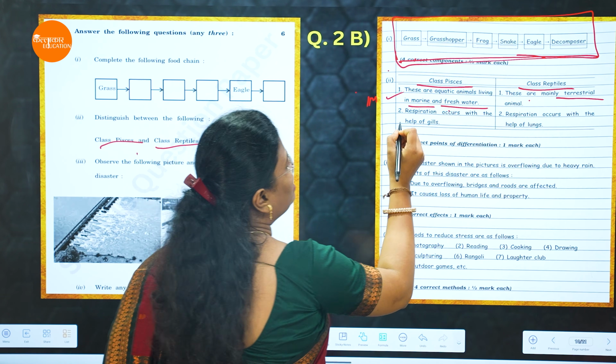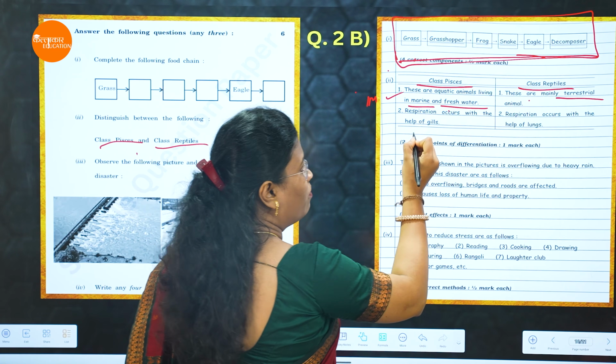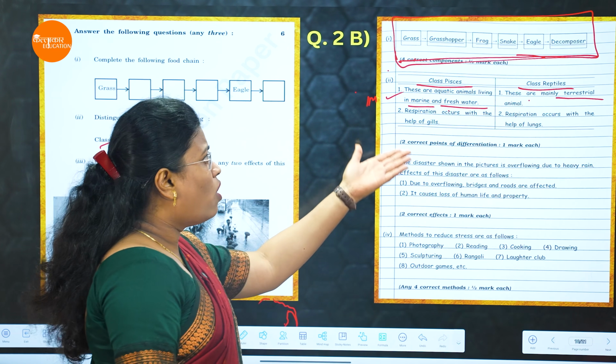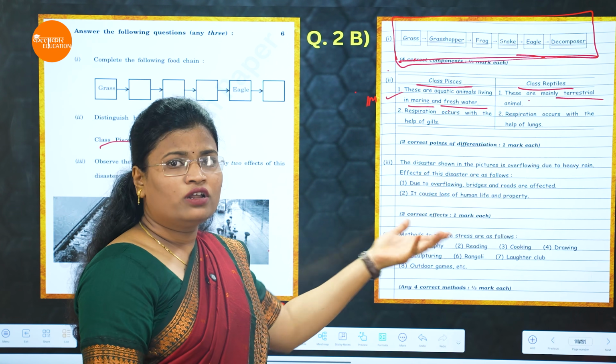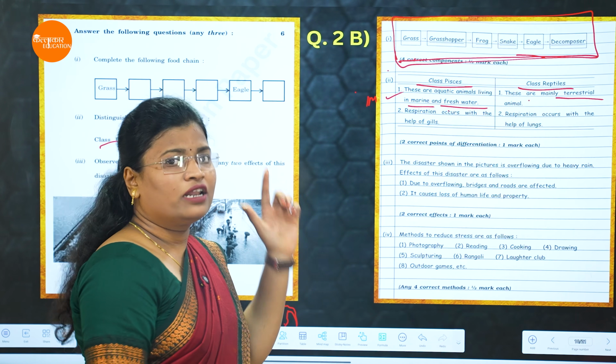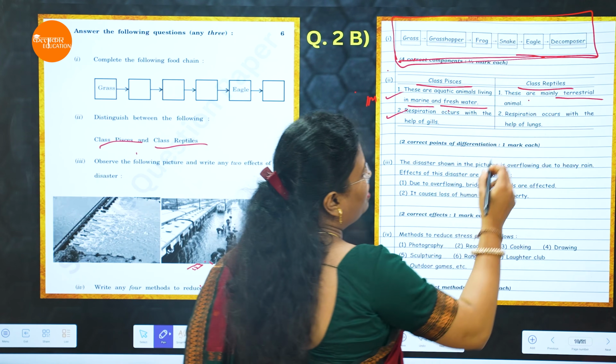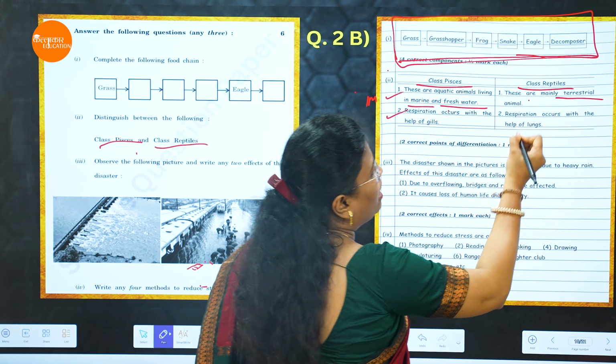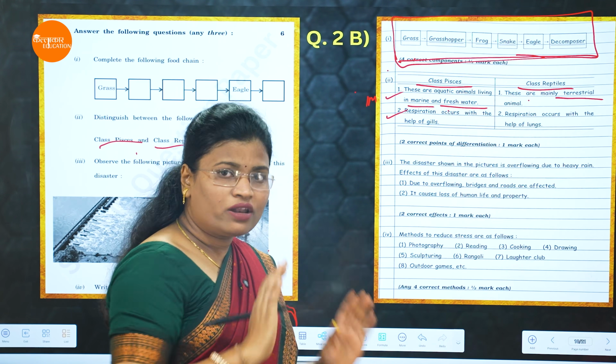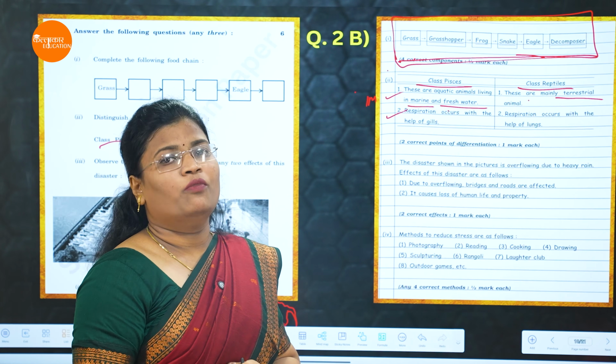Next point is what? Respiration occurs with the help of gills. Yes, we all know that Pisces means the fish, and fishes respire with the help of gills. So here it is your second point. Respiration occurs with the help of lungs. Reptiles, all reptiles respire with the help of lungs.